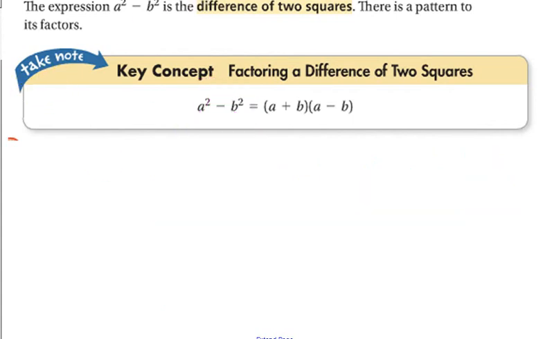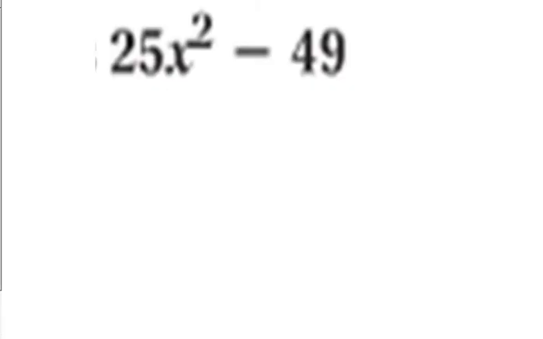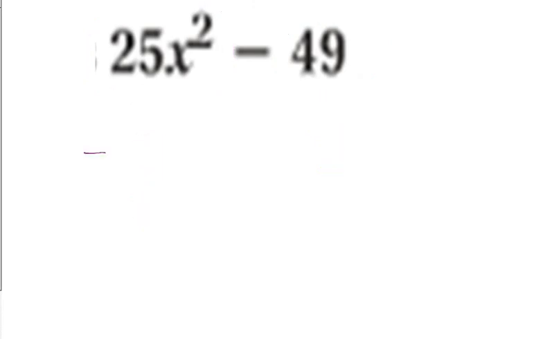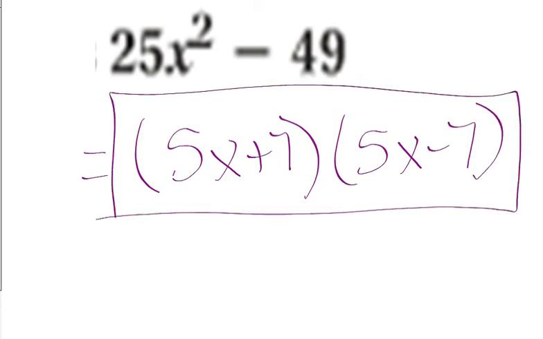So now let's put that to use. What is 25x squared minus 49 in factored form? So here it is, nice and big. Is that a perfect square? Yes, it is. Of what? 5x. Is this a perfect square? Yes, it is. Of what? 7. So that means my a is 5x and my b is 7. So my factored form is going to be 5x plus 7 times 5x minus 7. And I'm done.